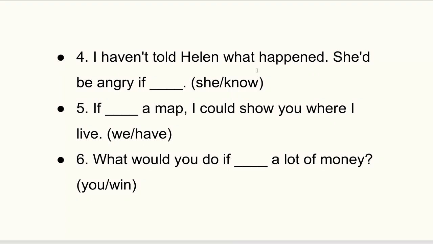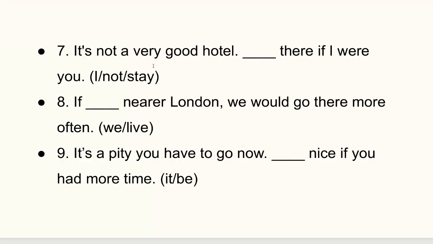I haven't told Helen what happened. She'd be angry if she knew. If we had a map, I could show you where I live. What would you do if you won a lot of money? It's not a very good hotel. I wouldn't stay there if I were you.